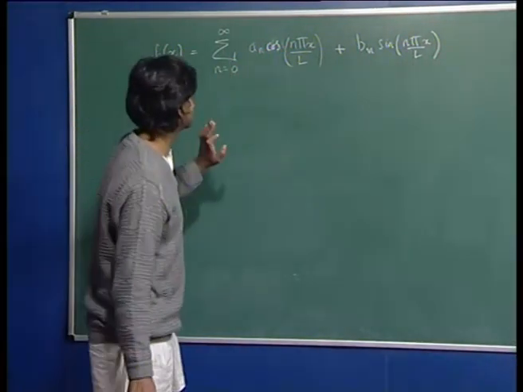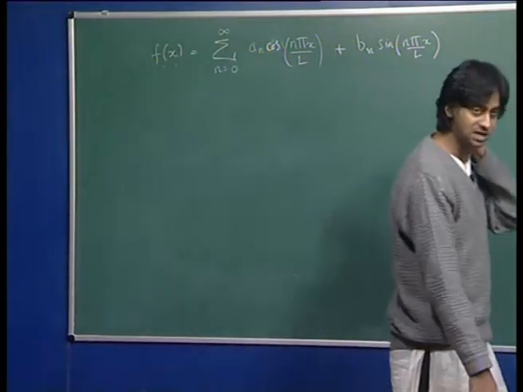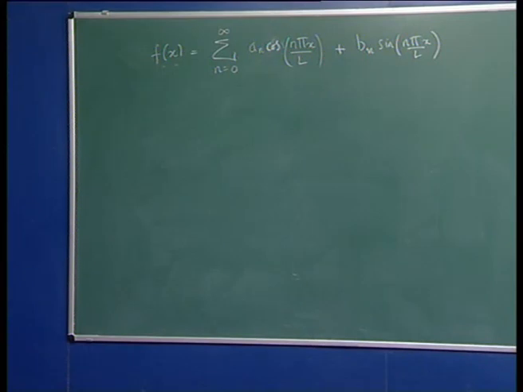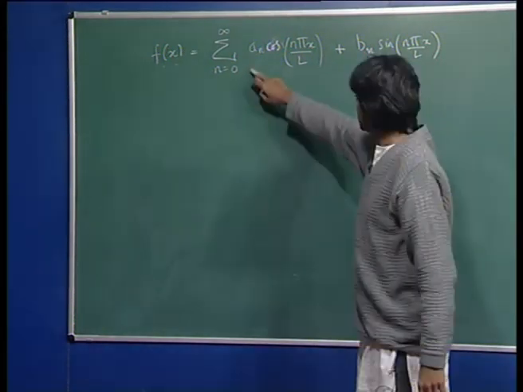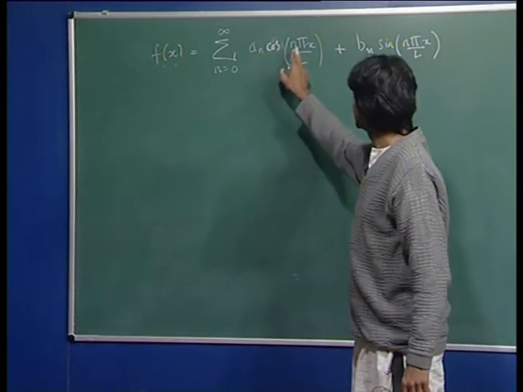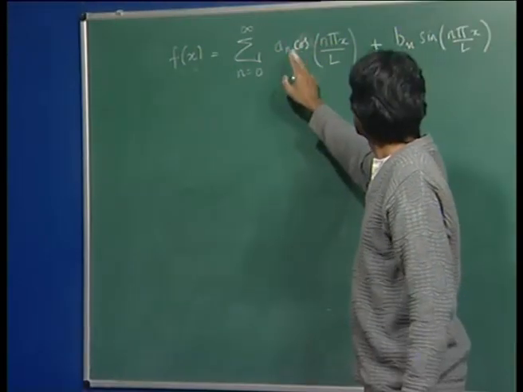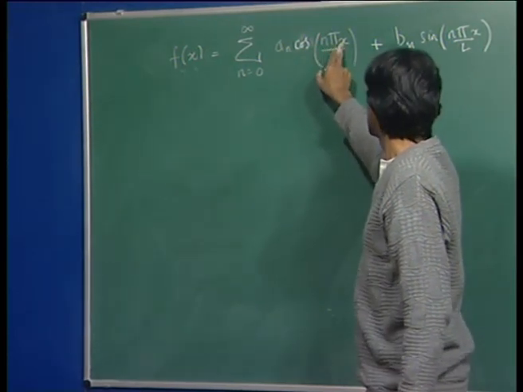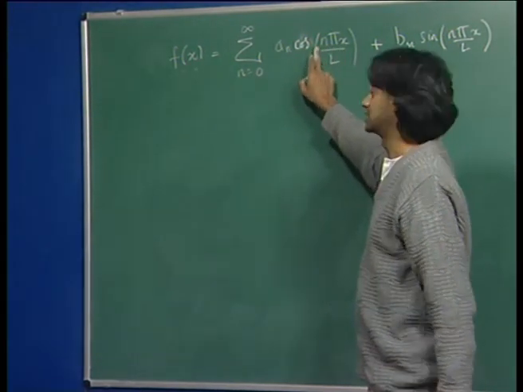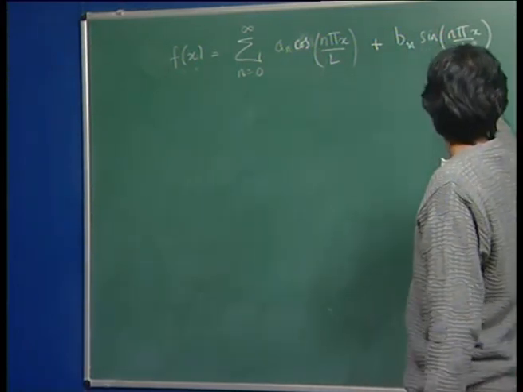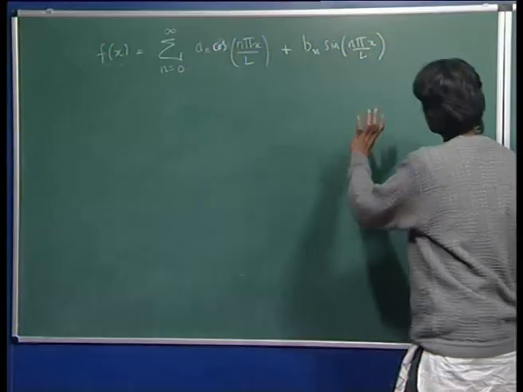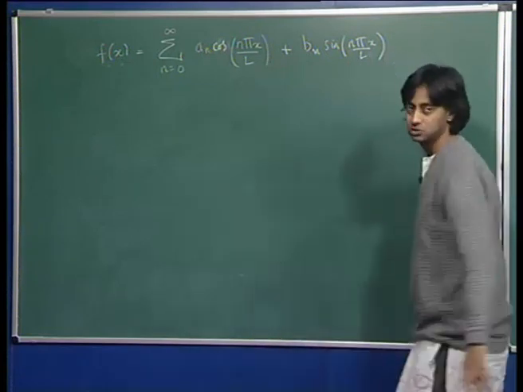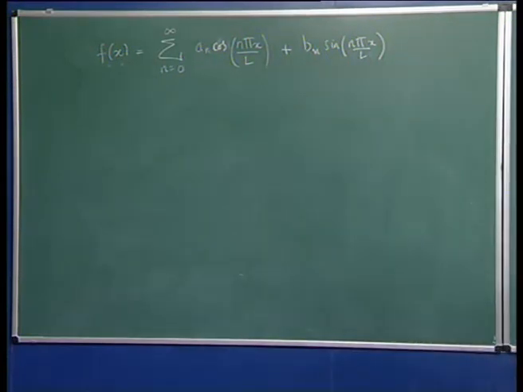So, n goes from 0 to infinity. We deliberately eliminated the negative values of n, because when you take negative n's, it's just a simple multiple of this. So, cos of minus n pi x by L is the same as cos of n pi x by L. Sine of minus n pi x by L is minus sine. So, those are linearly dependent functions, so we do not need to take them in this basis expansion.